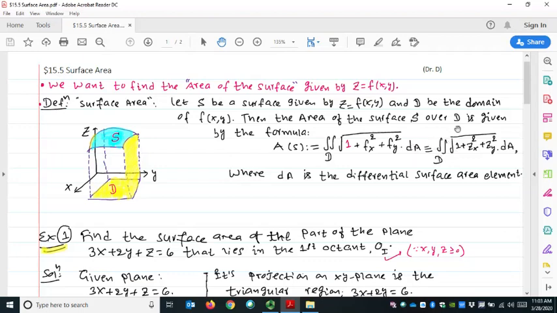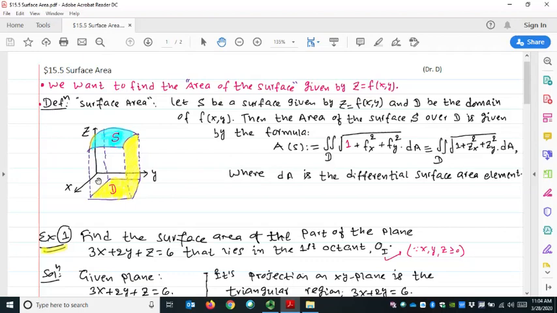Or, the double integral over D of the square root of 1 plus the partial derivative of z with respect to x squared plus the partial derivative of z with respect to y squared, times dA. So here, this 1 is simply the partial derivative of f with respect to z, or the partial derivative of z with respect to z. Great. So this surface area is the area of this surface. One way to think about the surface area is the total amount of cloth it would take to wrap around the solid.